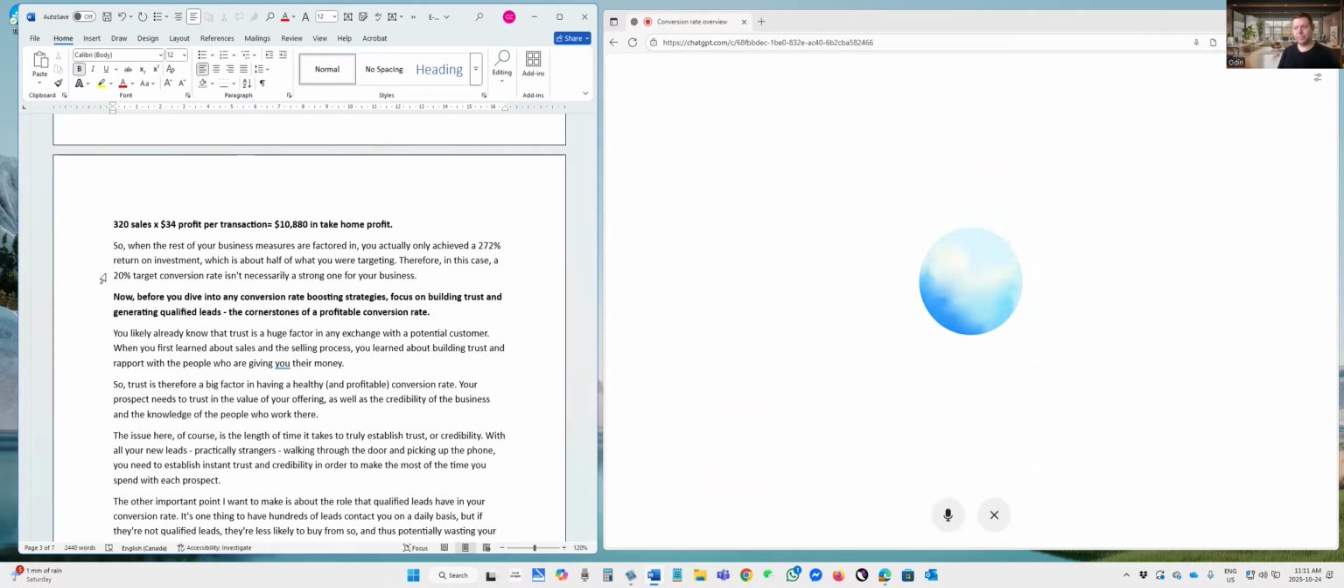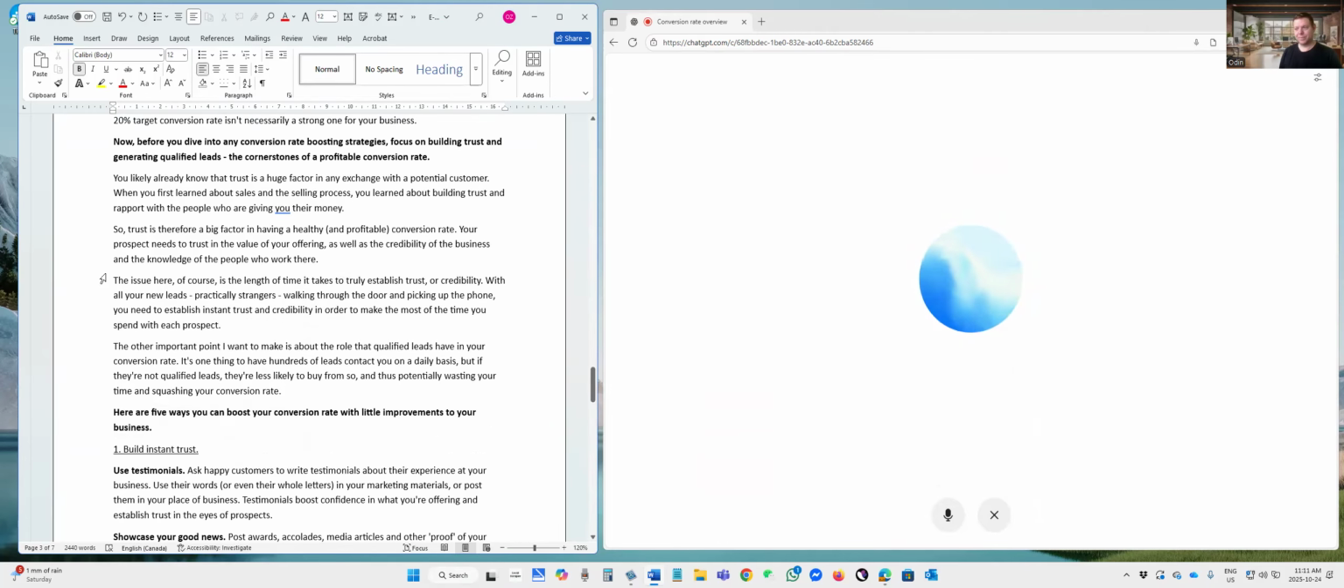Before you dive into any conversion rate boosting strategies, focus on building trust and generating qualified leads, the cornerstones of a profitable conversion rate. You likely already know that trust is a huge factor in any exchange with a potential customer. When you first learn about sales and the selling process, you learn about building trust and rapport with the people who are giving you their money. So trust is therefore a big factor in having a healthy and profitable conversion rate.